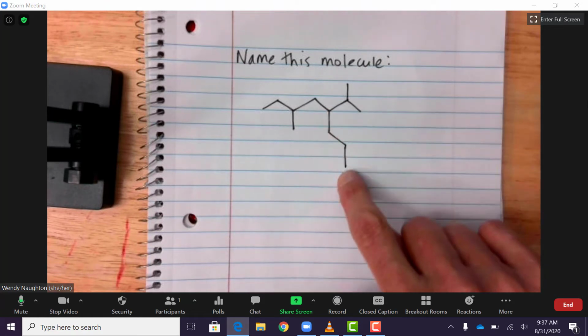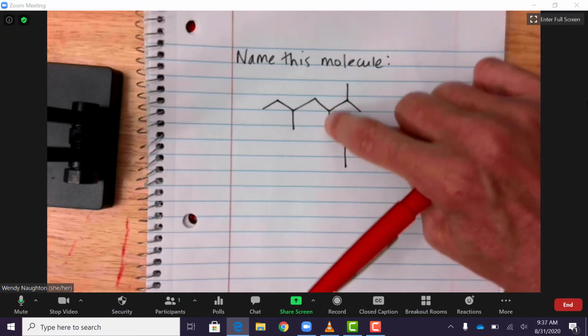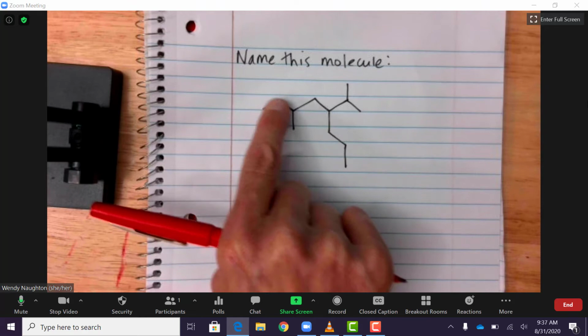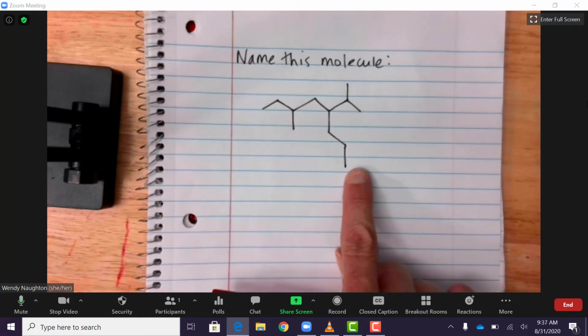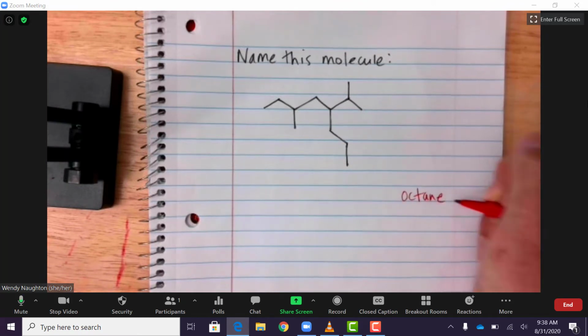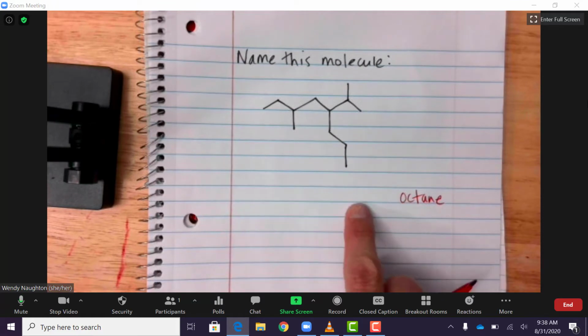There's this kind of longer chain hanging down here. If we start on the right side, it would be 1, 2, 3, 4, 5, 6. If we start on the left side, it would be 1, 2, 3, 4, 5, 6, 7, 8. I think that's the longest chain that we can find in this molecule, and 8 means octane, right? So we have an octane molecule. That's the root part of our name. And now we just have to figure out what prefixes to put in the front.